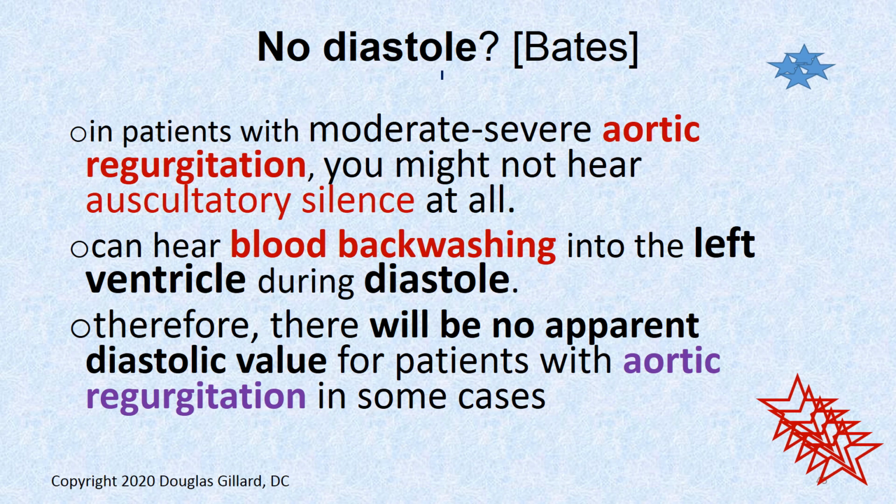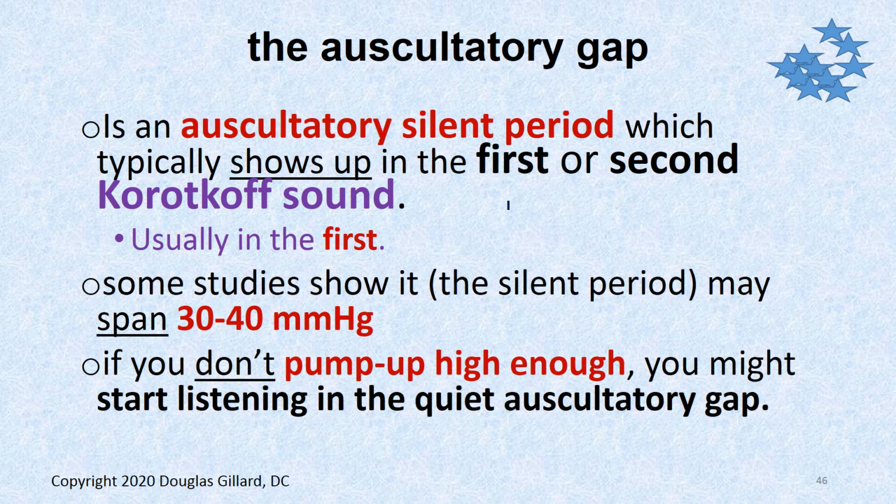Just a note in Bates, with some patients you will always hear a little bit of a sound all the way down to 60, 50, 40. People with really bad aortic regurgitation, you might not get a diastole with them. It'll just keep going down and down. That's because the backwash of blood is so loud it's actually making an auscultatory sound. So people with aortic regurgitation may not have a diastole. Auscultatory gap again is a silent period.